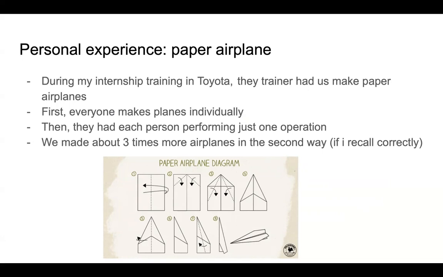And then the magic happened. They told us to do things differently. They had each and every person perform just one of the operations in making a paper airplane. We worked as if we were on an assembly line. Once you complete one step, you pass the paper to the next person to complete the next step. In this way, we produced about 3 times more airplanes than if we were to make them individually, which is pretty impressive.